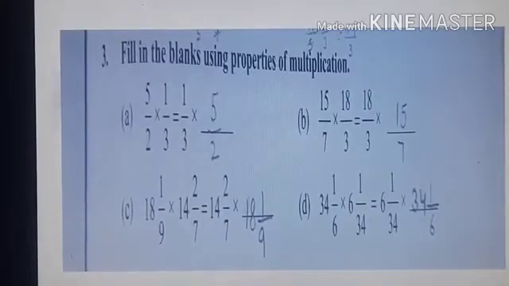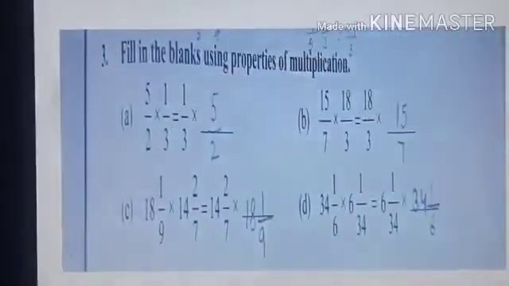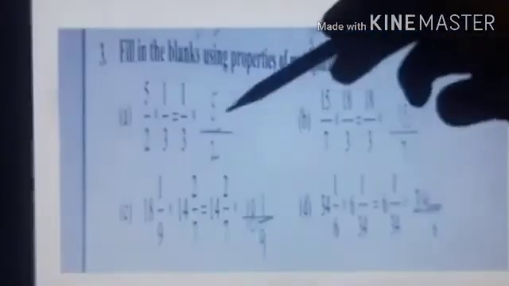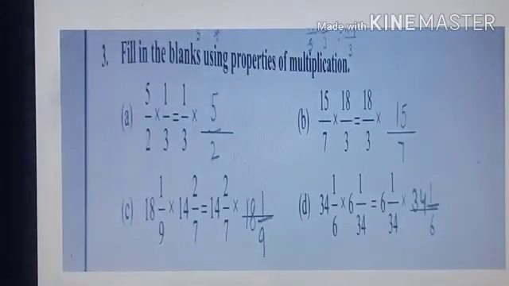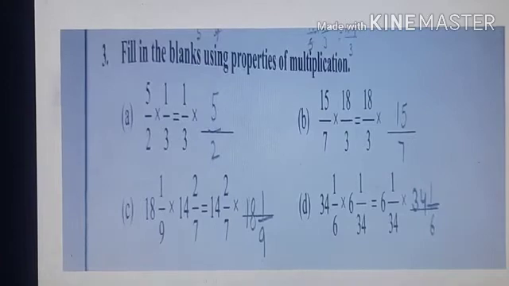Now we will do question number 3. Question 3 is filling the blanks using properties of multiplication. We have done properties, so let's do these fill-ups. A part: 5 upon 2 multiply 1 upon 3 is equal to 1 upon 3 multiply dash. Now we have done in our first property that changing the order of fractional numbers does not change the product. Right? So if we are changing the order, then there is no change in the product.